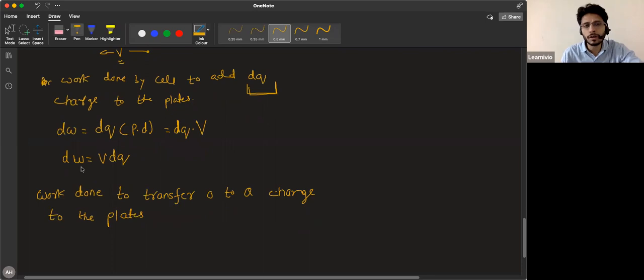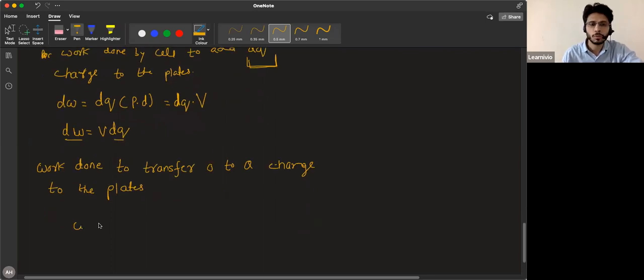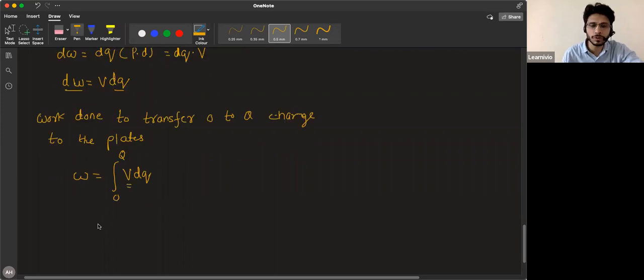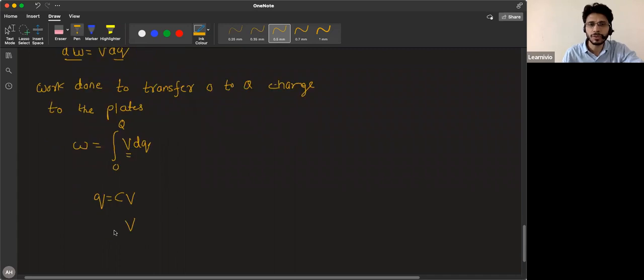So this is the work done to carry this small charge dq. The work done to carry some large amount of charge is the integral of V dq from 0 to Q naught. This is the work done to carry Q charge, 0 to Q V dq. Now we can convert this V in terms of Q. This is the relation: Q is equal to CV. So we can write this V as Q by C.